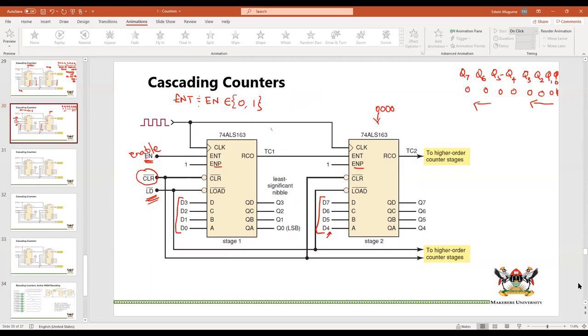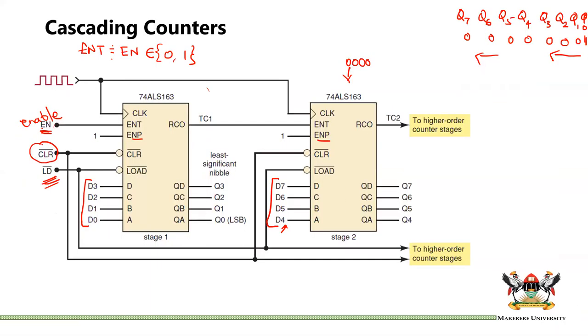Okay, so we've basically seen a couple of points. ENP is held high. ENT is given either an input zero or one, depending on what you want to do. So it can help you to enable or disable the counting. Clear, we clear both counters at the same time, or both stages of the same counter synchronously. Or we load them also synchronously. We cannot load half of it. We have to load both of them.